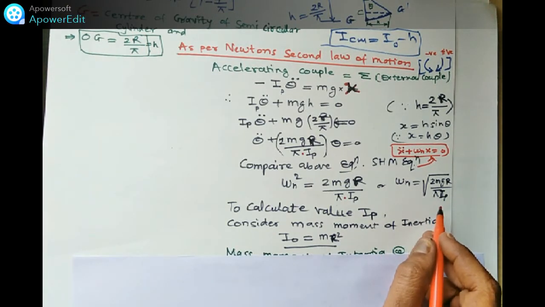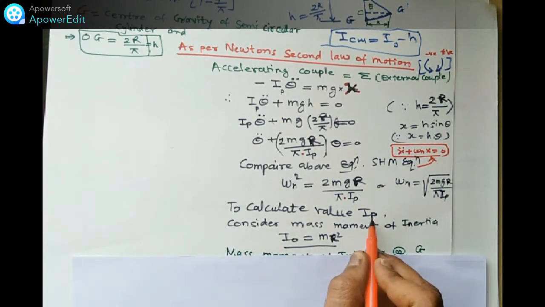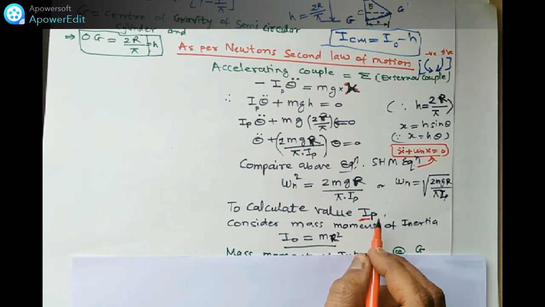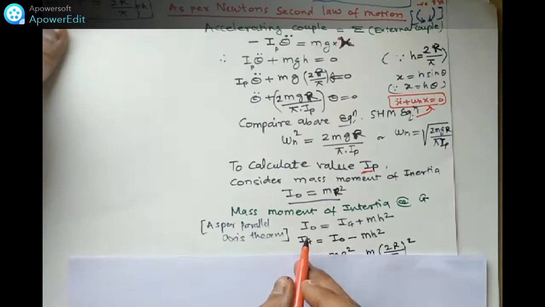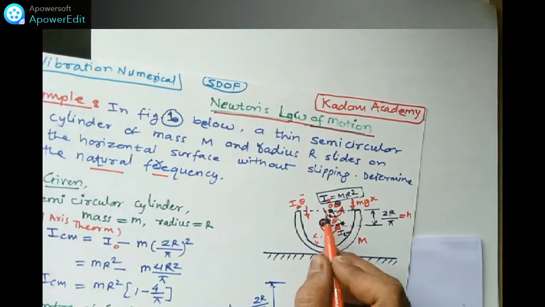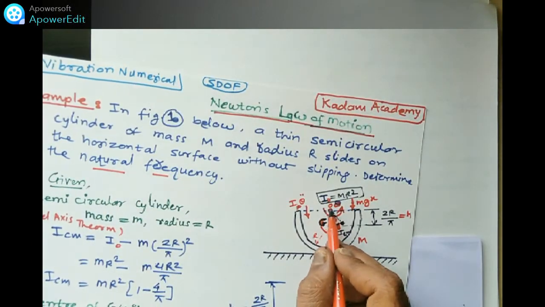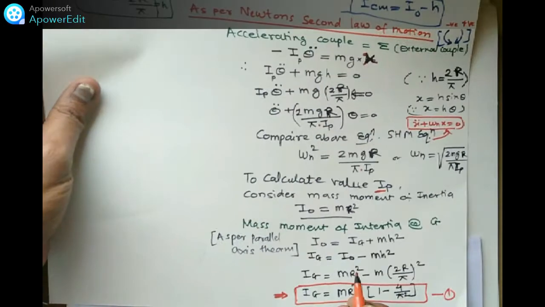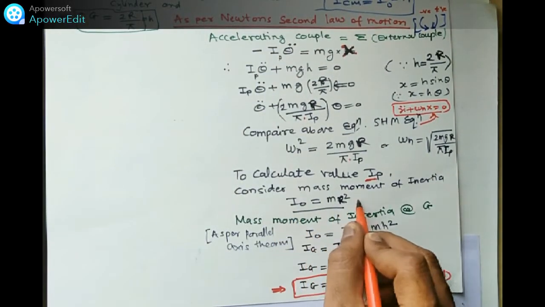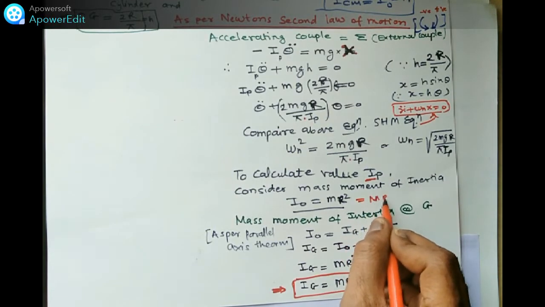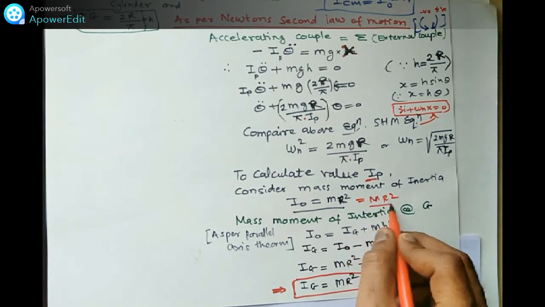To calculate this value of IP, we can consider the mass moment of inertia at point O. Why it is required, I will tell you. Once we know this, I is equal to m into r square, correct. This mr square is equal to IO.